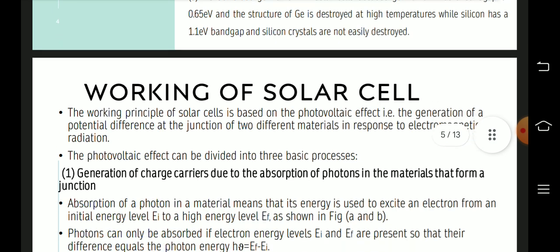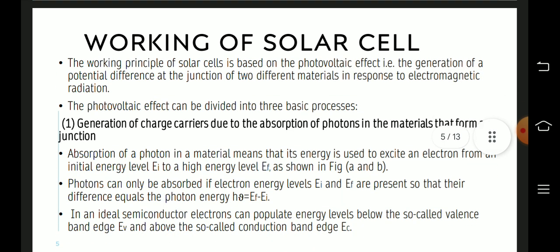Let's move to the next slide, that is working of solar cell. The working of a solar cell is based on three processes. First is generation of charge carriers due to the absorption of photons in the material that forms a junction.